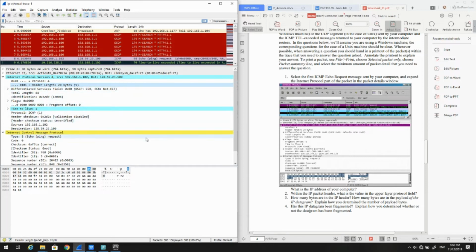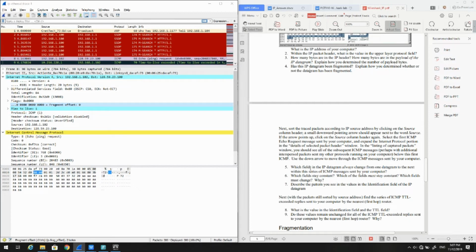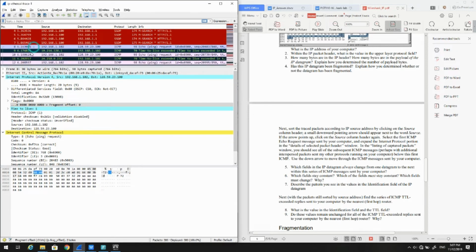The payload is 64 bytes because the total length of the packet is 84 bytes. So next, is the IP datagram fragmented? The answer is no, because the fragment offset is set to 0. Number 5, which fields in the IP datagram always change from one datagram to the next? The fields that change are the header checksum and the identification.